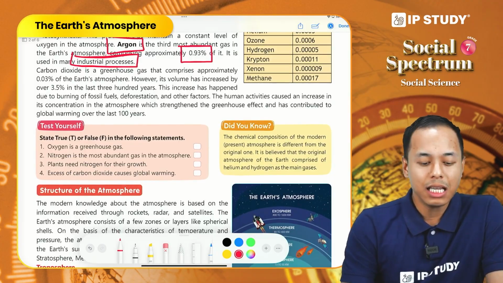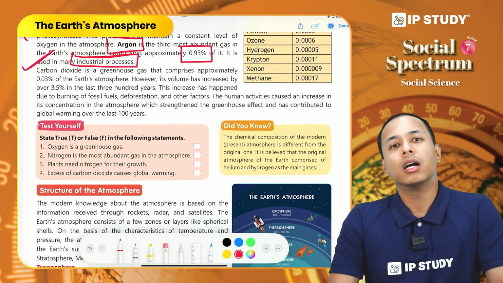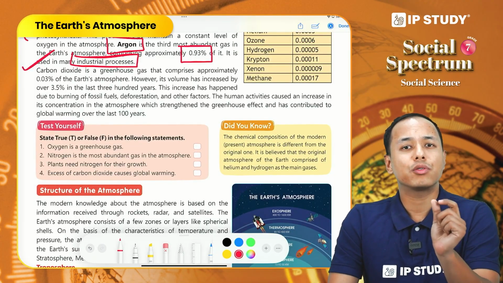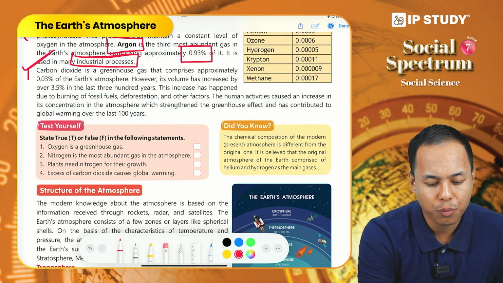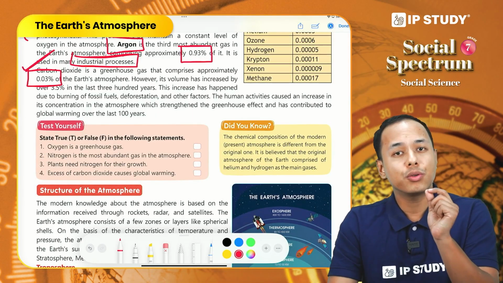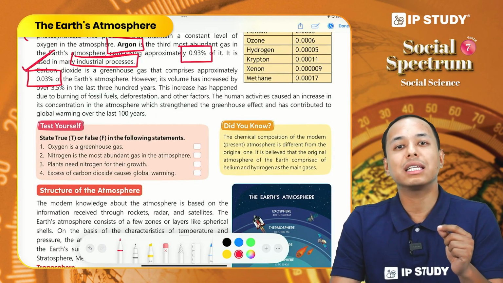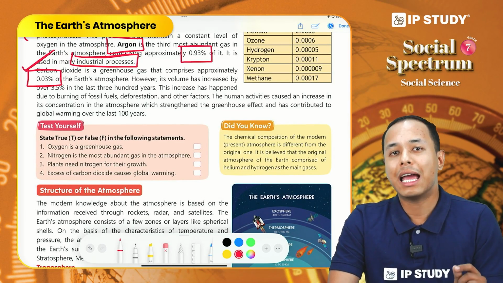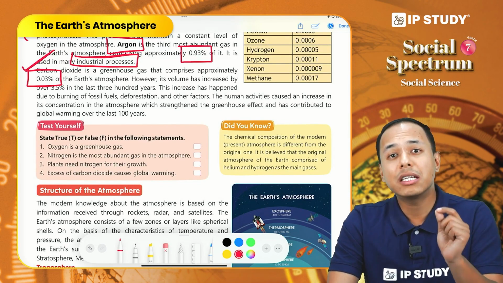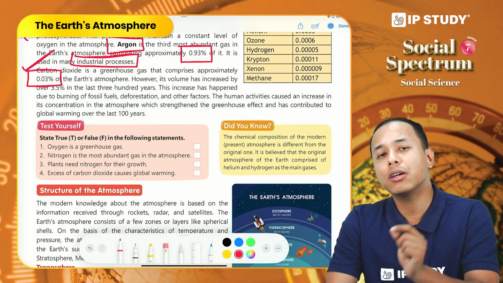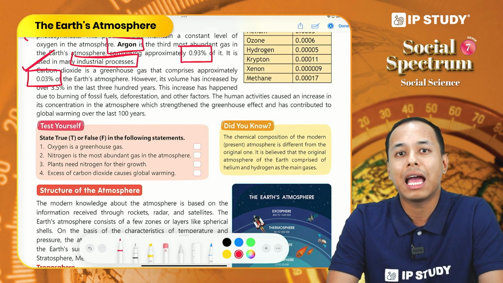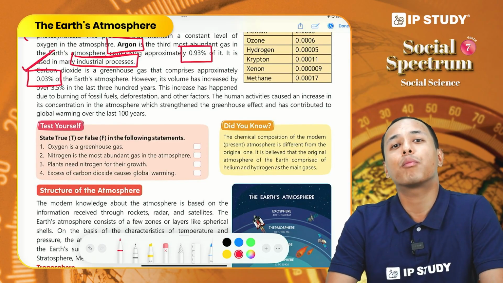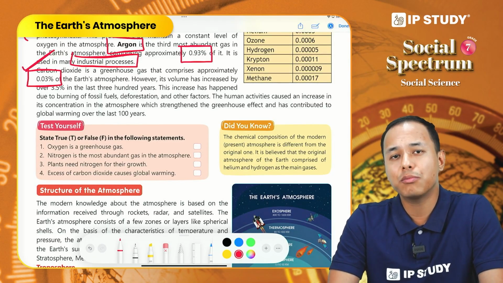Now let us see carbon dioxide. The proportion of carbon dioxide in the atmosphere is very small, 0.03%. But we should understand this proportion has increased in the past 100 years due to human activities. Human activities like burning of fossil fuels, industrial pollution and even cutting of trees or deforestation have led to an increase in the proportion of carbon dioxide in the atmosphere.